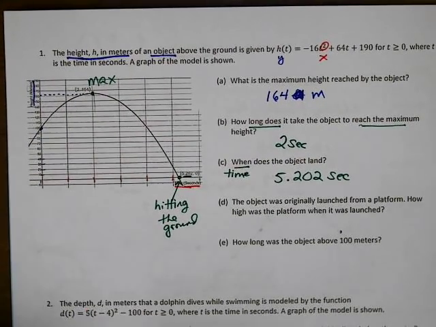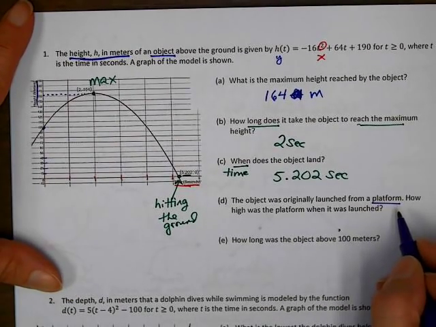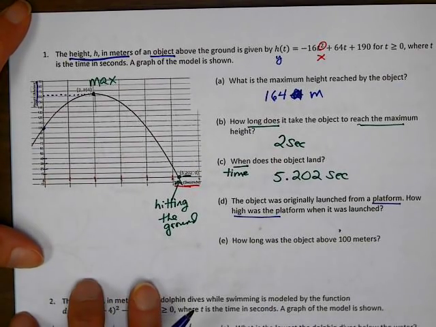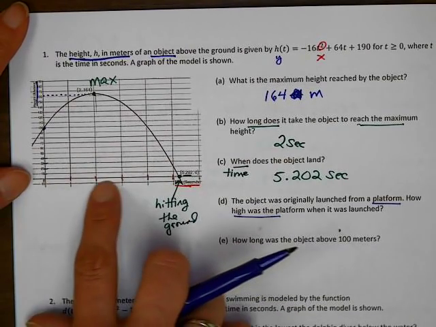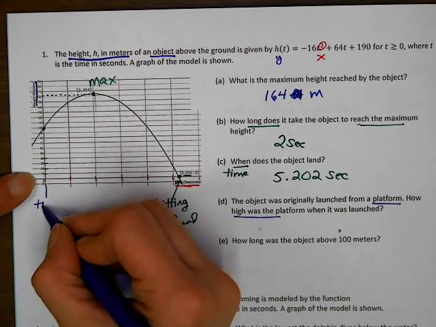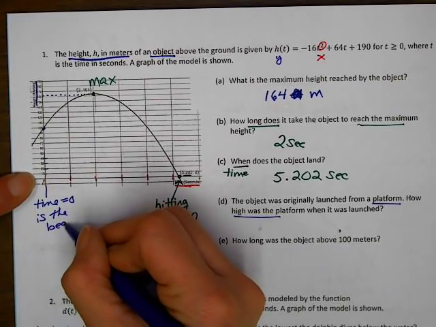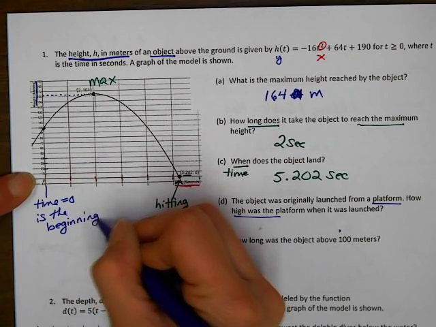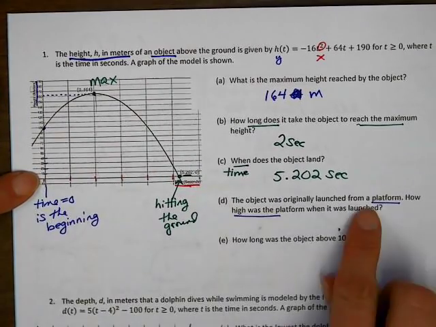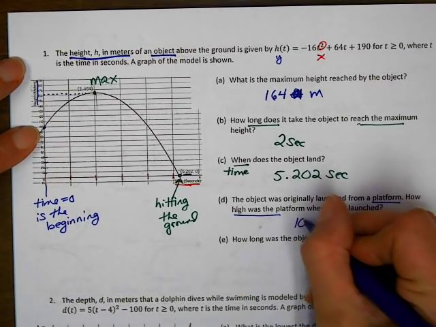Okay, the object was originally launched from a platform. How high was the platform? Can you tell me where it started? So I know that right here's the time. I have to go to time 0. Okay, time 0. Time 0 is the beginning, right? Isn't the beginning 0? That's 1 second of time. No, I want to go to the beginning, when it was originally launched. How high was it when it started? 100 meters.